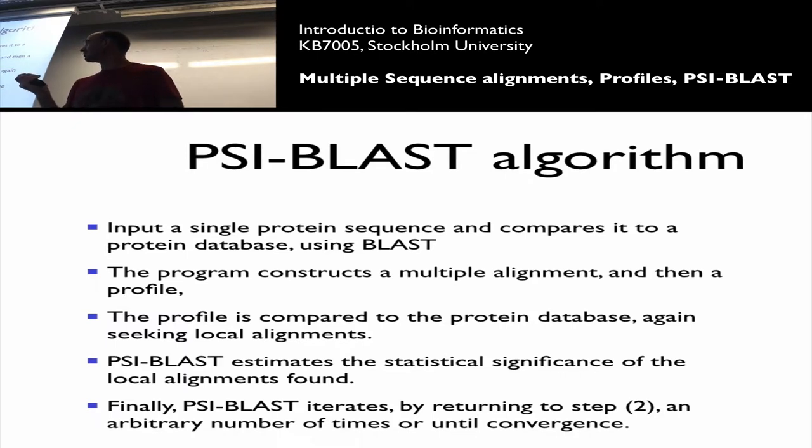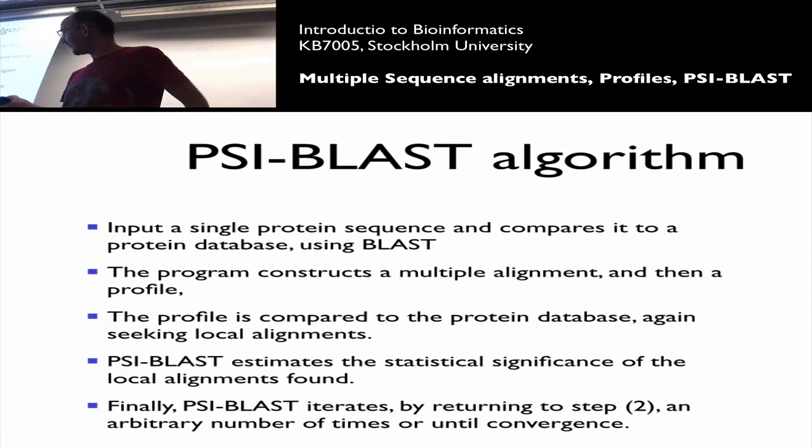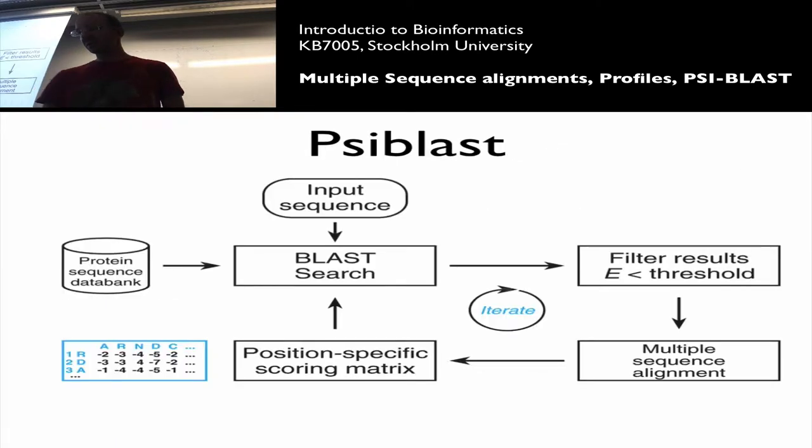So to start, you basically start with a single sequence. In the first round, you just run BLAST. But then you make a multiple alignment. We'll talk a bit more about it in a second. And a profile, basically describing the frequency of each amino acid in each position. And then you use this profile to compare against the protein database again. You also do local alignments. And in each step here, you evaluate the statistical significance of all the alignments, and you only include the ones that are very likely to be correct. And then you iterate several times, normally not more than 10, but maybe 3 or 5 or 10, either until you don't find any more sequences, which nowadays hardly ever happens, but at least it's possible. So in summary, it looks like that.